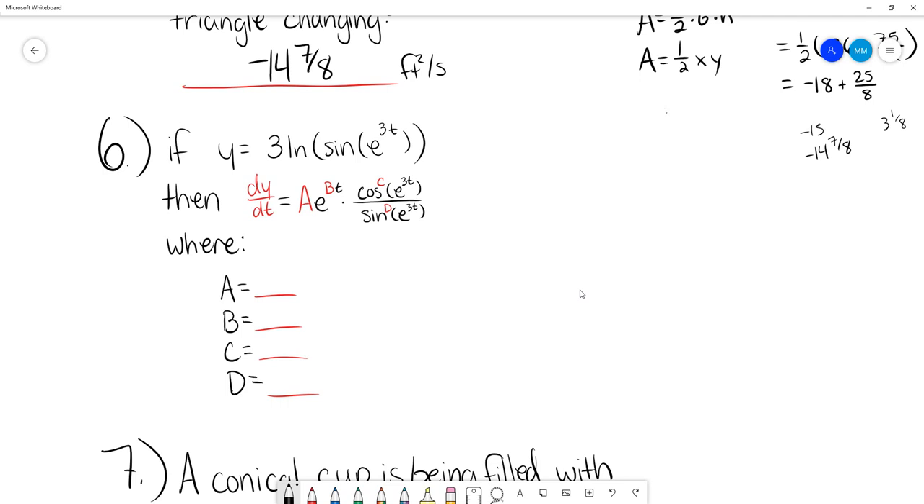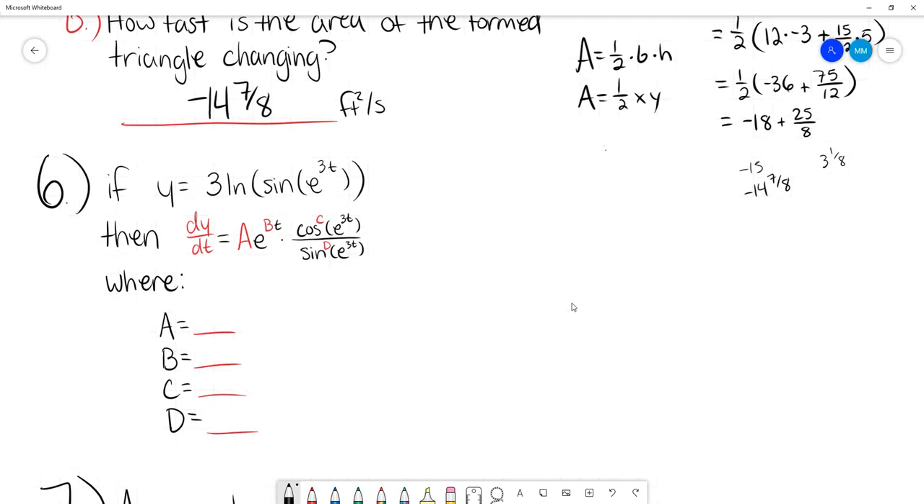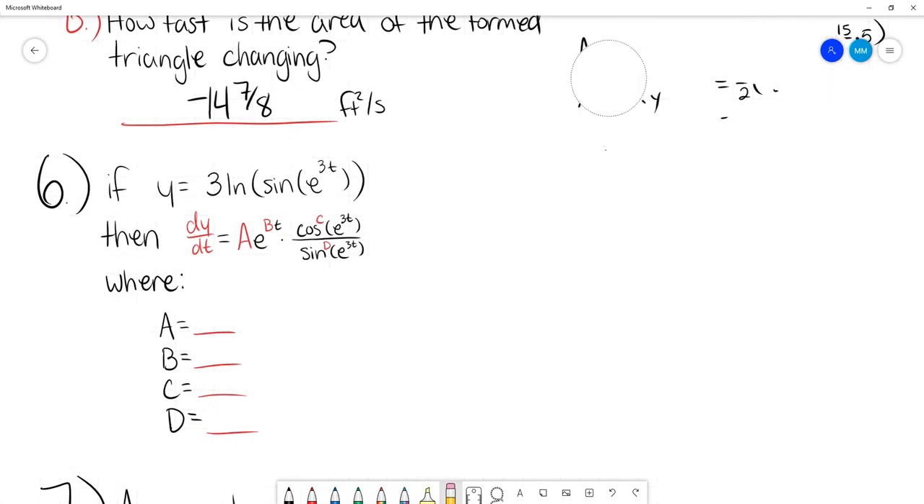But for this one, we've got y equals 3 times the natural log of sine of e to the power of 3 times t. And we want to figure out what dy/dt is, so we're going to take the derivative of y with respect to t. We're taking the derivative of all of this with respect to t, and I'm just going to erase all that to make some space.